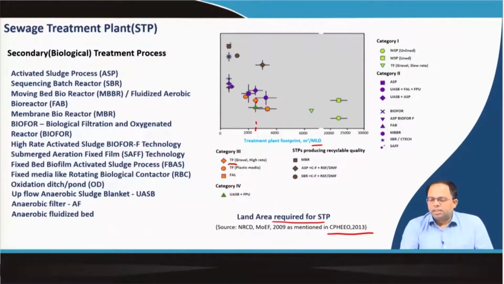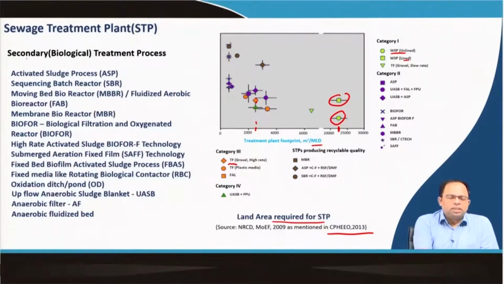Similarly, you see that waste stabilization ponds, whether lined or unlined, in that particular case the area required would be the maximum, which comes to maybe 23,000 square meters of area per MLD of sewage treated, right. Similarly, we have so many different processes. You can see these are the secondary or biological treatment processes which could be adopted, like activated sludge process, sequential batch reactor, moving bed bioreactor, or fluidized aerobic bioreactors, membrane bioreactors, then BIOFOR, biological filtration and oxygenated reactor, high rate activated sludge, BIOFOR-F technology, and so on.